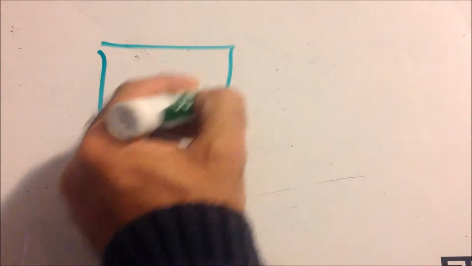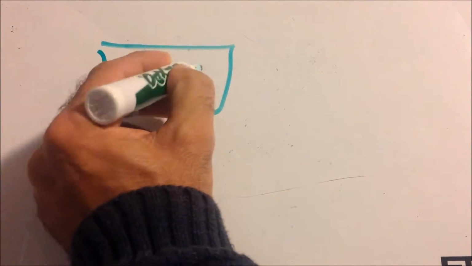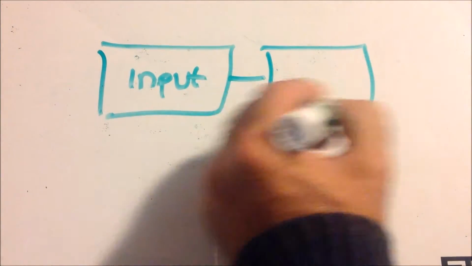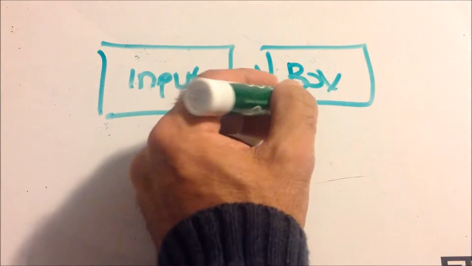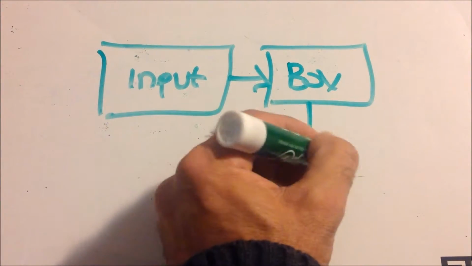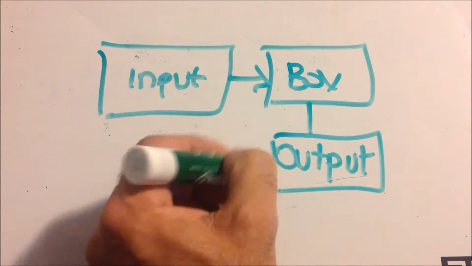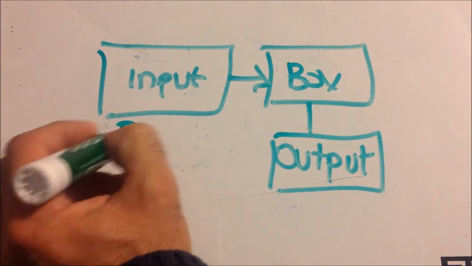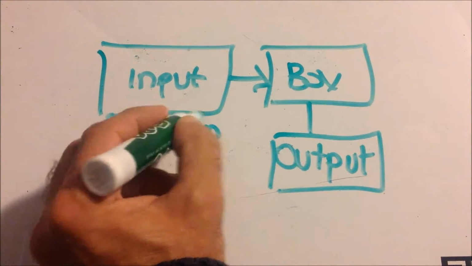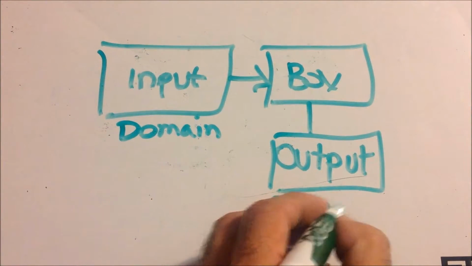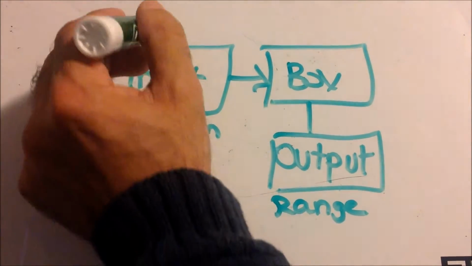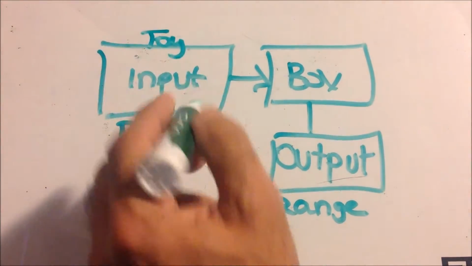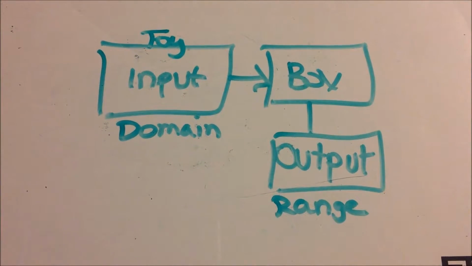So functions, we have an input. We're going to input information into a box, in this case a linear equation, and we'll get an output. So that's a function. The input is the domain, and the output is the range. With the toy, the toy was the input, and the output was the price.